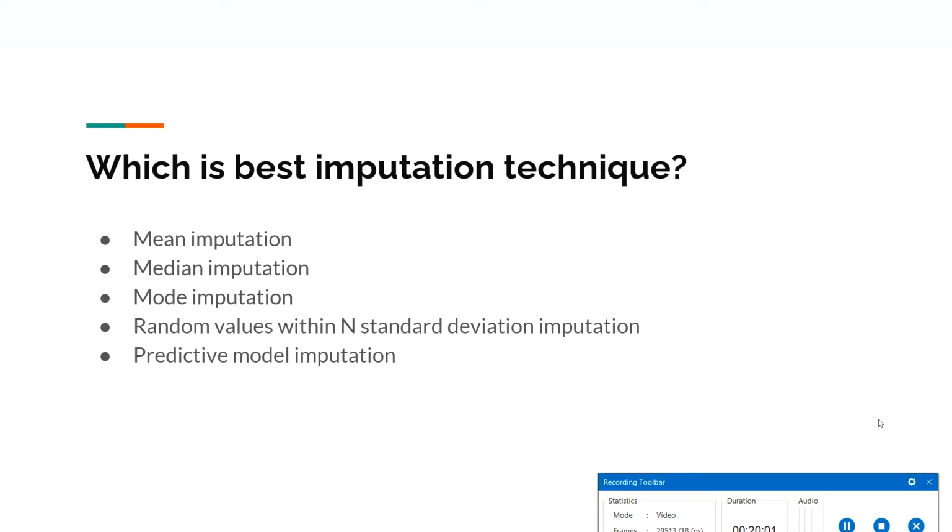Coming to mode imputation, mode imputation can be applied on both continuous as well as discrete data. However, this is widely practiced for discrete data, because as you know, what is a mode in a given number set? It is the maximum frequency with which a particular value occurs. So we can make use of that for filling the value.